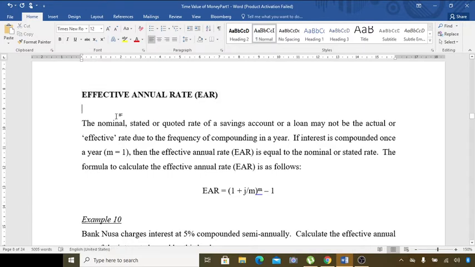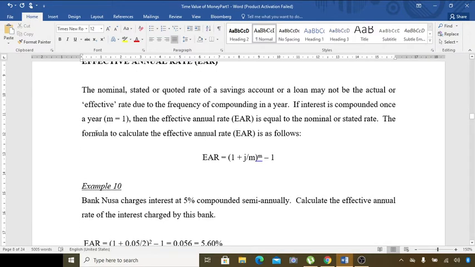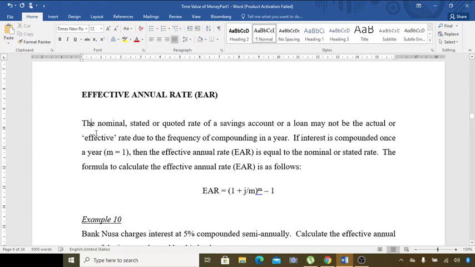Because in the market, you have many products. Not only banking products such as fixed deposits and whatnot, you also have unit trusts and many other products where you need to make comparisons, because sometimes the compounding period is not the same. So you have to calculate the effective rate, due to the difference in the frequency of compounding in a year. That's why we have to calculate the so-called effective annual rate.